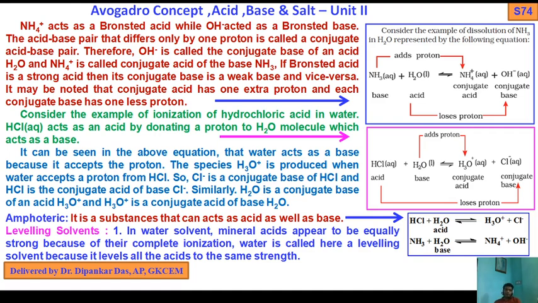So what I told you: amphoteric means the substance can act as an acid and a base. Now, HCl plus water gives hydronium ions plus Cl minus. Similarly, ammonia plus water gives ammonium plus OH minus ions. So here water acts as both acid and base.